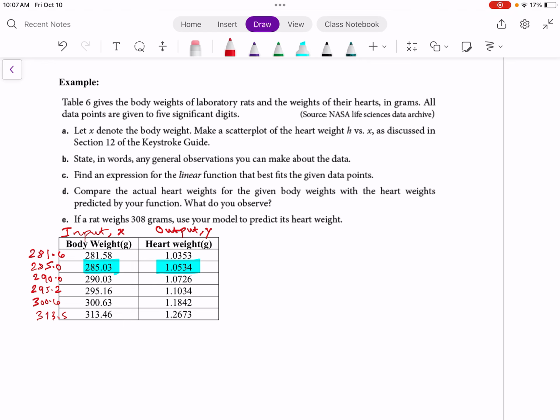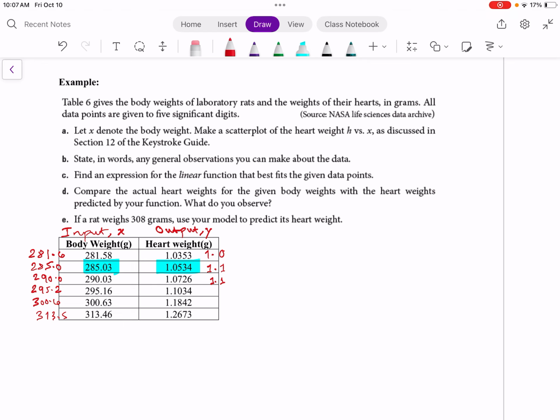In a similar way, let's rewrite our heart weight in one significant digit. This is 1.0. Now we have 1.05, this is 1.1. We have 1.07, and 1.1.